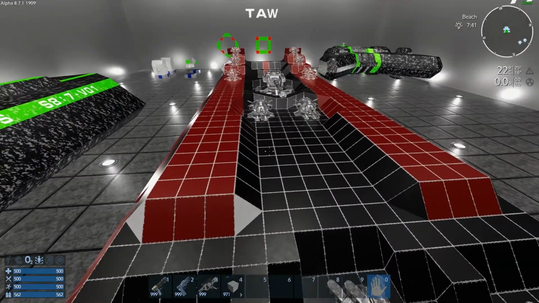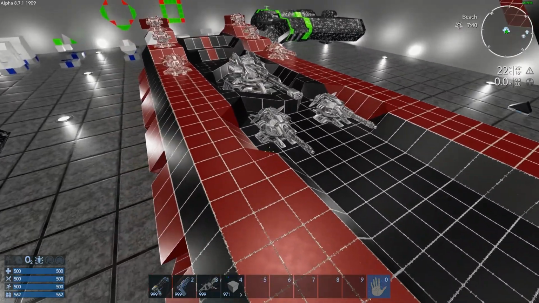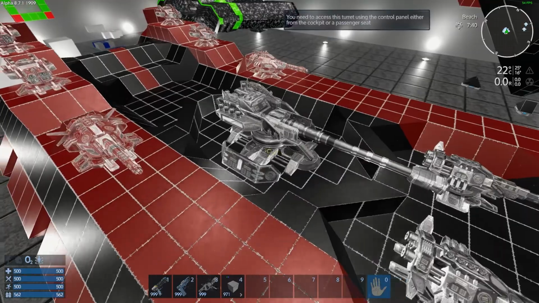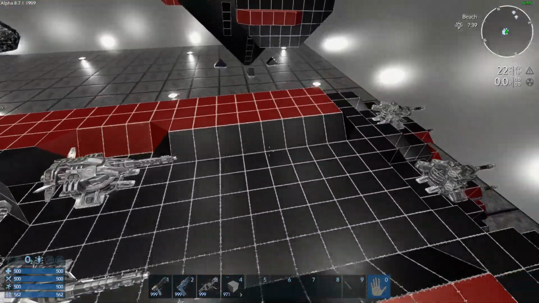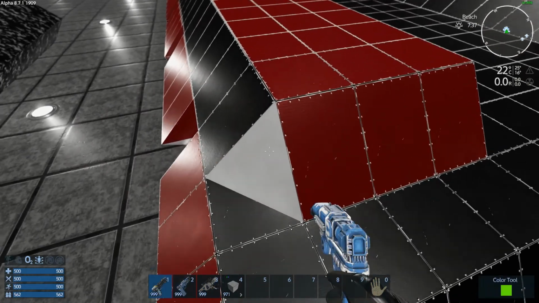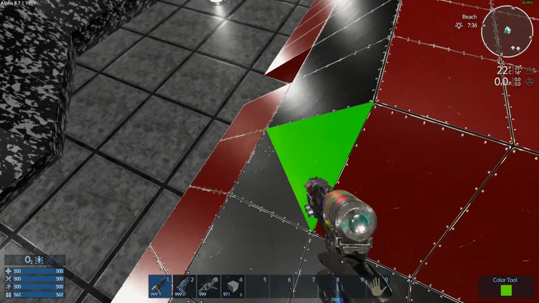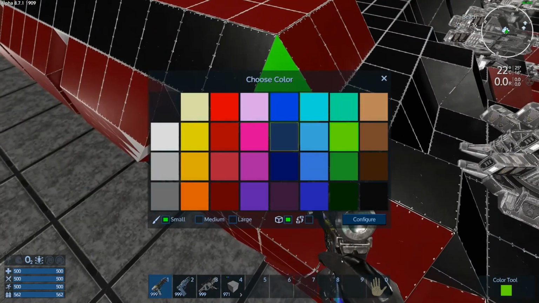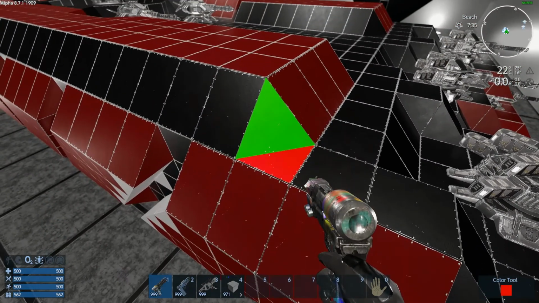So here we have an old model of the Doom Turtle. This was when I was very new to the game, and as you can see, it's making a lot of mistakes. First of all, on the corners here, we haven't rounded them. So we have one face here, and we have one face here. Right, so these two faces are increasing our triangle count.